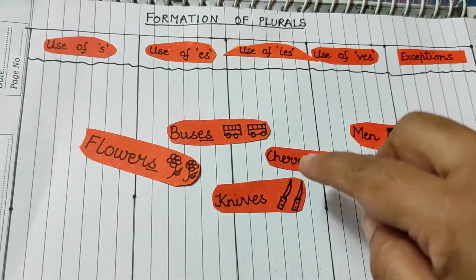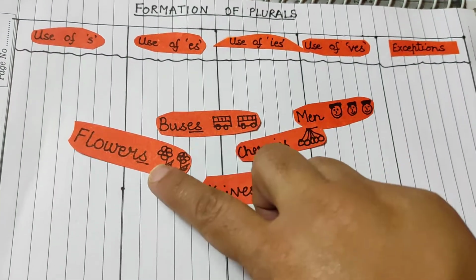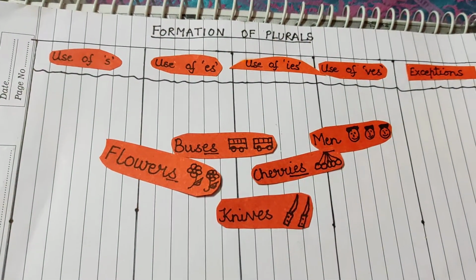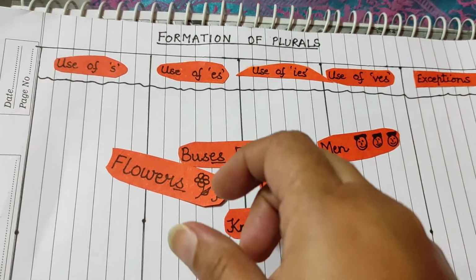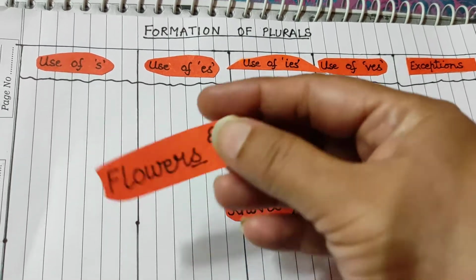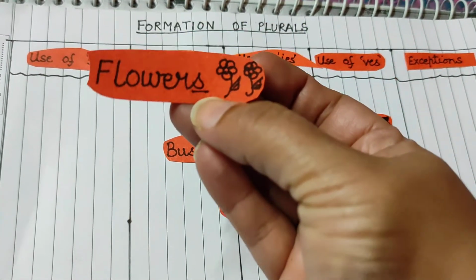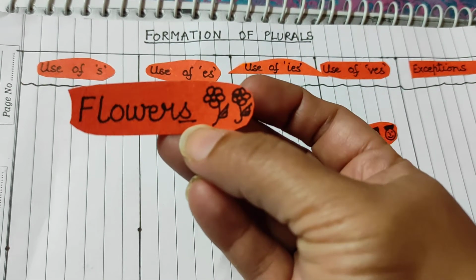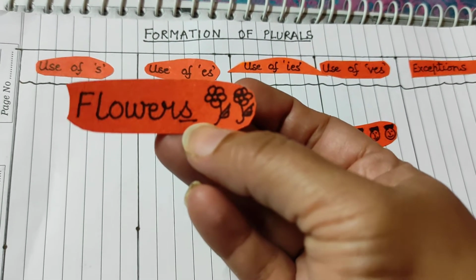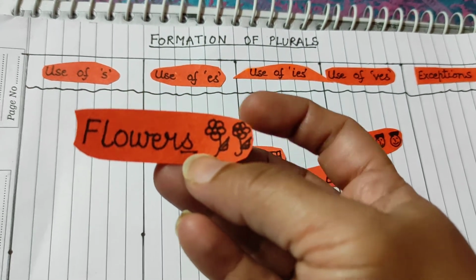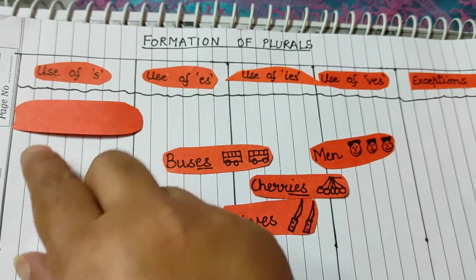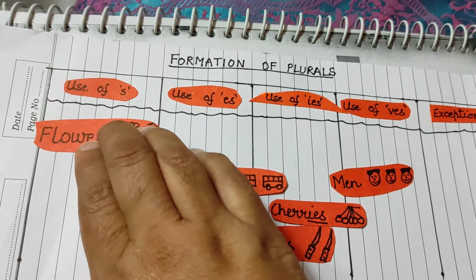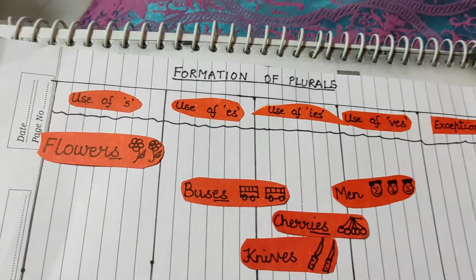Now all you can see is these strips are in a jumbled way. What are we going to do? We are going to place them under their proper headings. So let us pick up flowers first. Now flowers is the plural form, and as you can see, this word is made by adding S. The plural of flower is made by adding only S. So this is going to fall under the category of use of S, right? So we are going to paste it here.